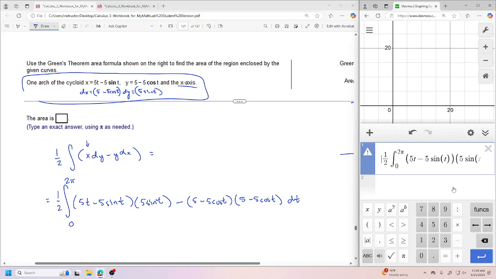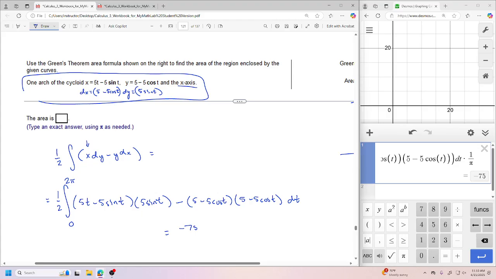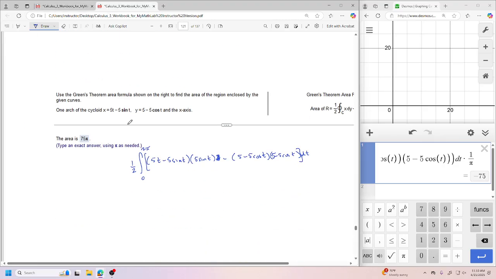What did I do wrong? Okay, that's not what I was hoping for. That's better. So we got a negative 75 pi, essentially, which is totally wrong. It's a positive 75 pi. Yay! I'll flash the answer to prove it to you. There you go.